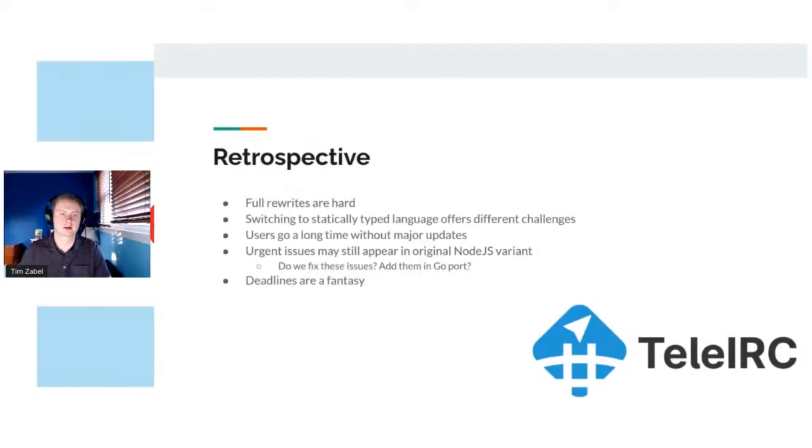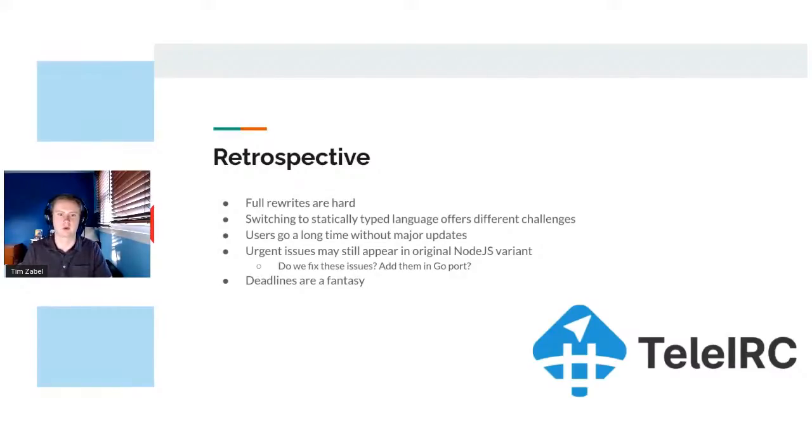And so what retrospective do we have for doing this whole rewrite? Was it worth it in the end? No matter the size of a project, a full rewrite is really hard to do. And switching to a statically typed language offers a lot of different challenges, and there were a lot of different things that we had to do to make sure that everything was typed exactly the way that we wanted it to be. And one of the downsides of doing this change was that our users who were using the Node.js versions had to go a long time without any major updates.